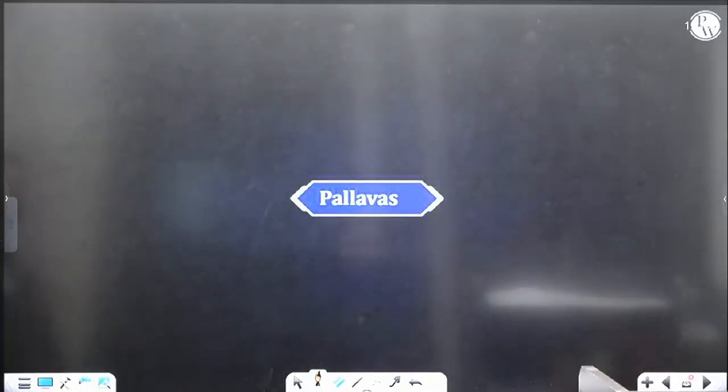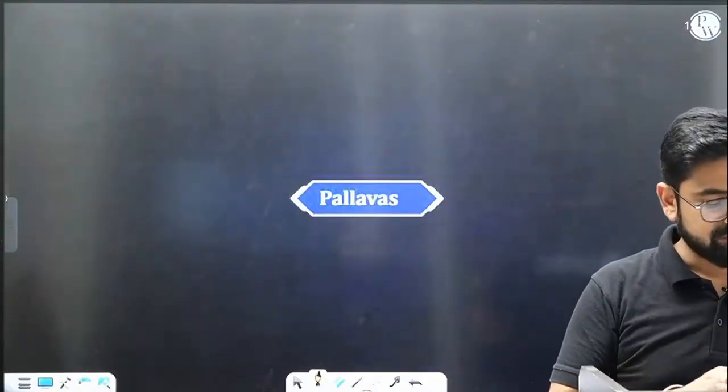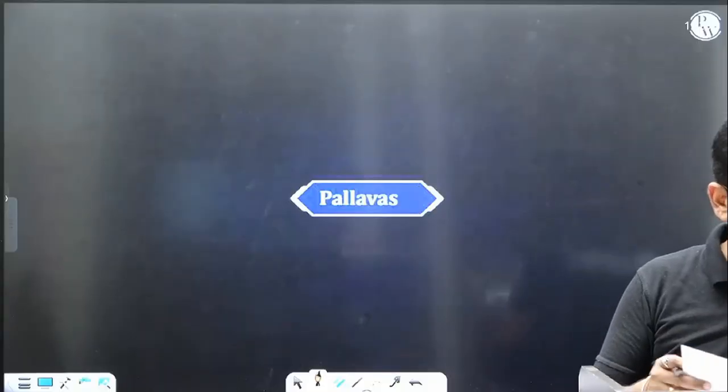Now, let's talk about Pallavas. After the Chalukyas, if somebody is important in this era, it is the Pallavas. We have seen the Chalukyas, we have seen Harshvardhan, and the last ones are the Pallavas.